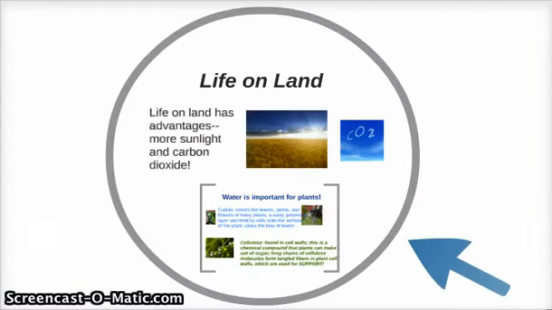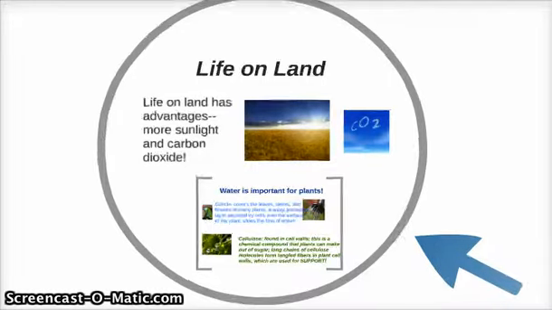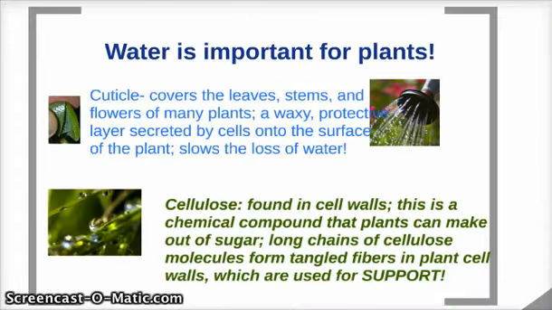Plants that live on land have many advantages because there is more sunlight and carbon dioxide, so that's kind of why you find most agriculture is done on land. Again, water is extremely important for all plants.